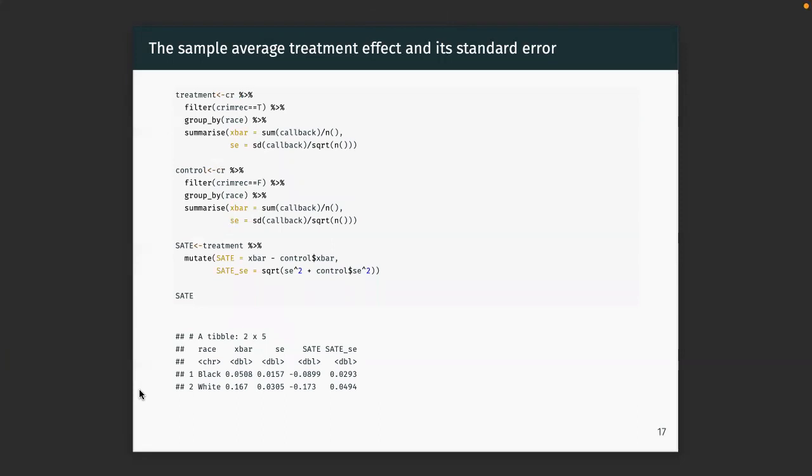Okay, so we know how to compute the sample average treatment effect, right? We're going to filter for crim-rec is true, group by race, and then compute x bar as the sum of callbacks over n, or that could just be the mean of callbacks, it's the same thing. The standard error, right, is going to be the standard deviation of callbacks divided by the square root of n.